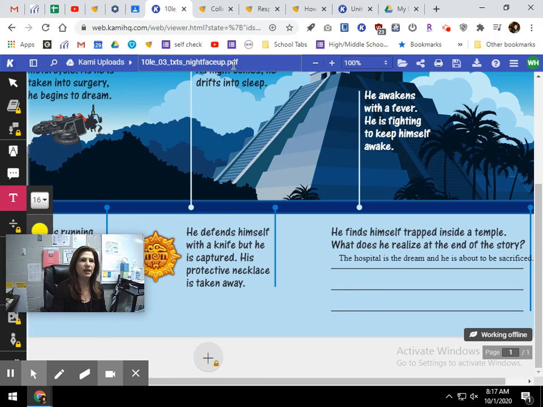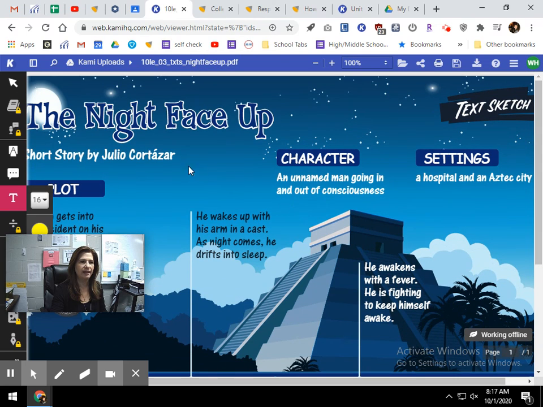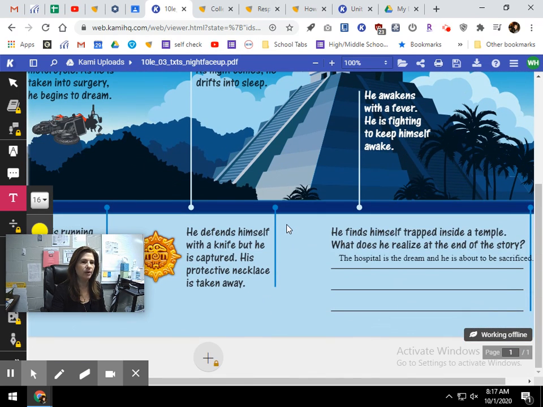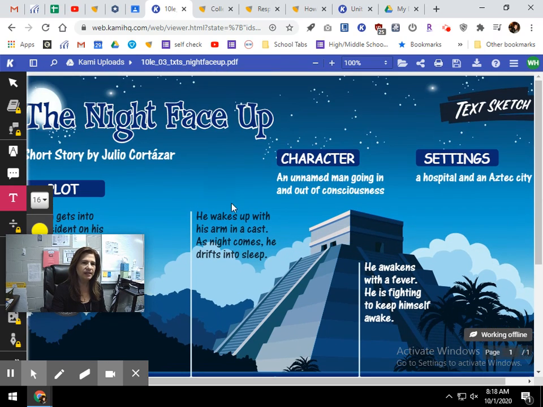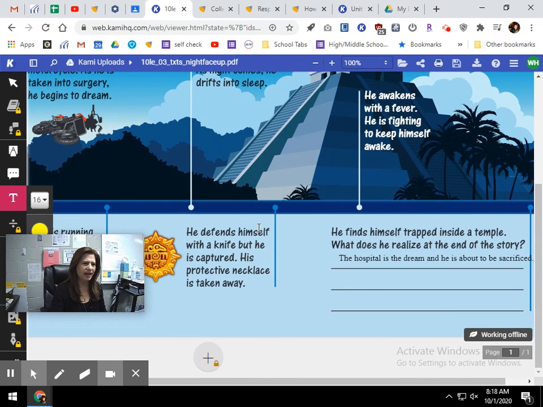Okay, so anyway, that's your text sketch. It's just something for you to look at. It tells you the plot, the characters, the settings, and just a little summary of the story. I will put that in there for you every time before the test, just so you can make sure that you've got it. If you look at this and you go, wait, what? I don't remember it being like that. That means you need to read it again. Okay?